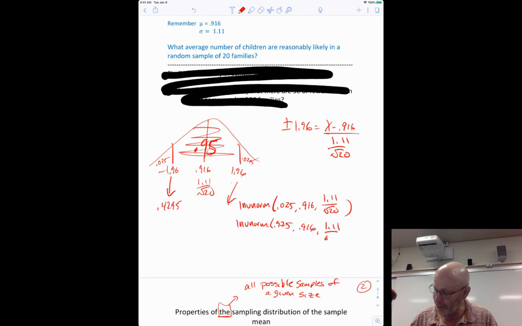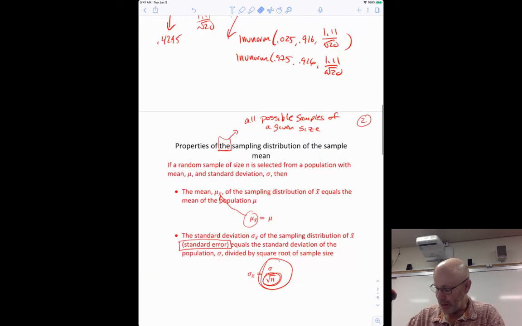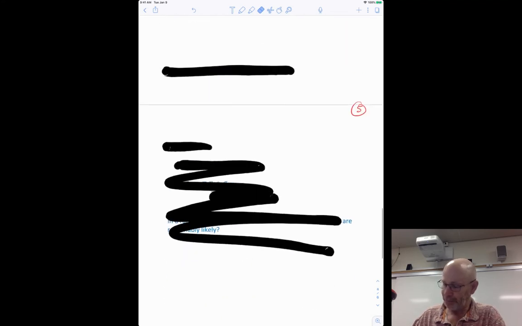All right, one last problem. And that last problem is, instead of asking for average, they ask for total number of children. So all my answer questions so far have been, what's the probability of getting a certain average? But now the question says, what's the probability there are 30 or fewer children? So you can see there's actually two methods. Let me rewrite this. So probability of 30 or fewer in a sample of 20.